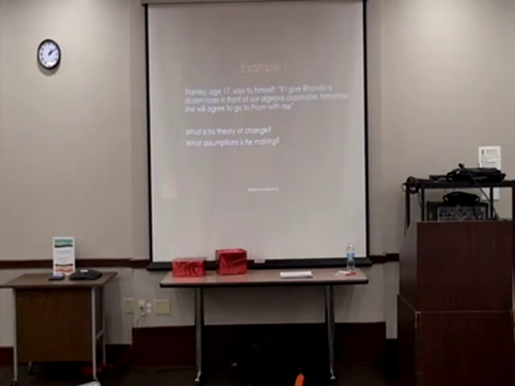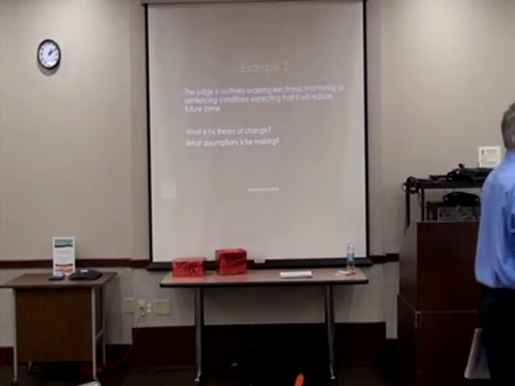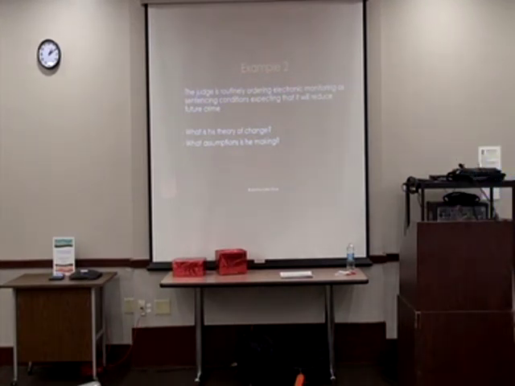Now, here's a correctional example. This happened to me, in fact. The judge is routinely ordering electronic monitoring as a sentencing condition, expecting that it will reduce future crime. What is the judge's theory of change? The electronic monitoring does what? It deters them. That's good. What's another part of that? That it reduces recidivism. What specifically does electronic monitoring do to reduce recidivism?